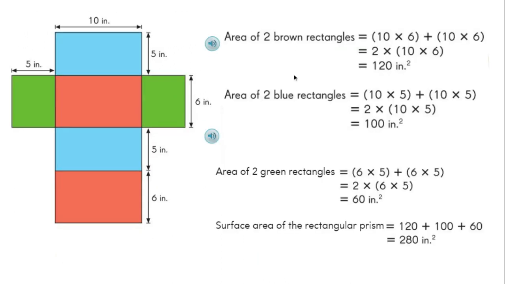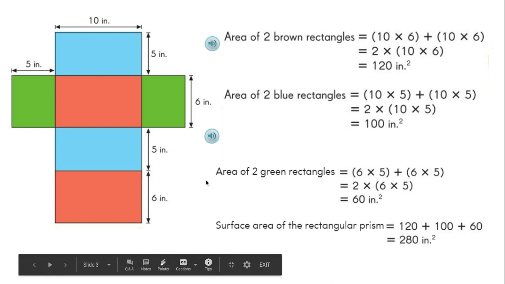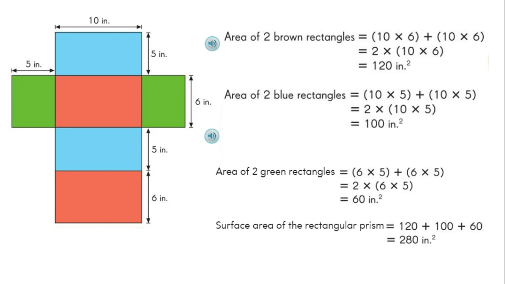Okay. This is very important, 5th grade, so I want you to listen very carefully. Look at how organized this is. When you are trying to find the surface area, there's a lot of math that you need to do, and oftentimes we get things wrong because we're not writing things in an organized way. So this is a great way to organize your math while you're trying to find the surface area. We're going to start with the brown rectangles right here.